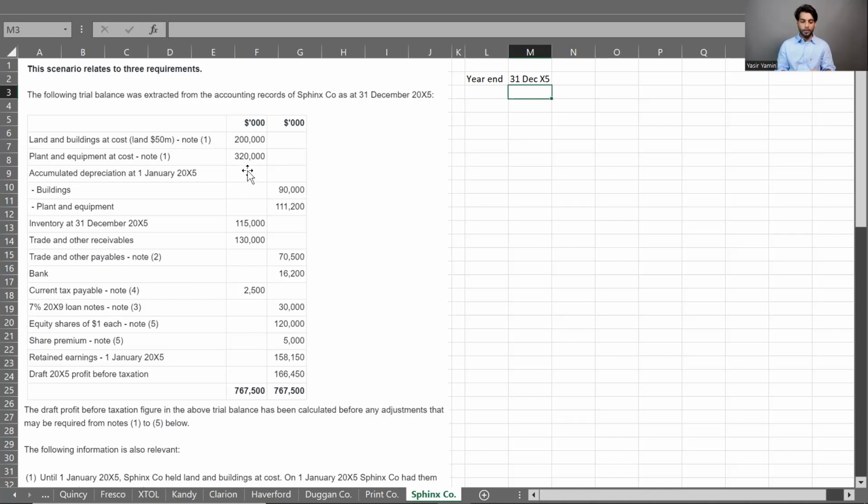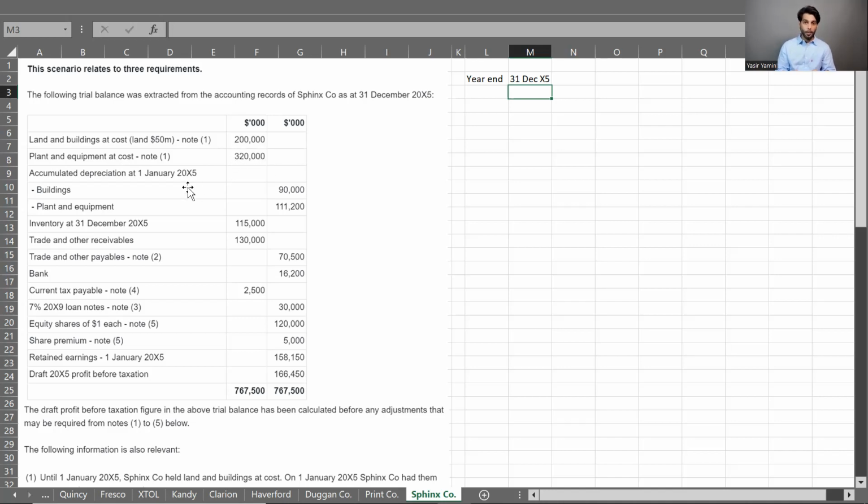Now, in the trial balance, first of all, you have been given land and buildings with a total value of 200,000. Out of this 200,000, it is clearly mentioned that land is with the value of 50 million. So that means the buildings cost would be the remaining 150 million, or 150,000 if you're thinking about it in thousands. Then moving on, you have plant and equipment, which has a cumulative cost of 320,000.